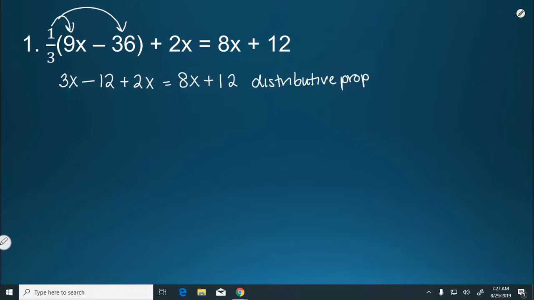Then from here, I want to combine like terms on either side of the equation. So on the left side, I have a 3x and a 2x I can put together, which gives me 5x minus 12 equals 8x plus 12. And I combine like terms, which is the substitution property of equality.